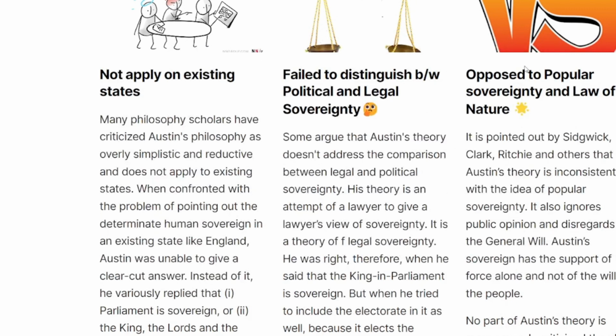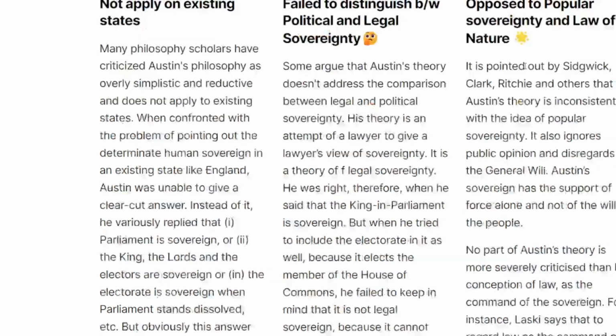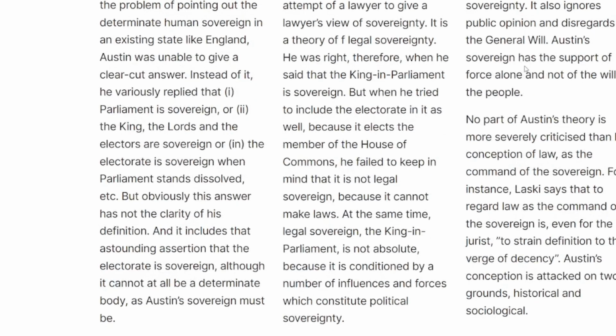Some argue that Austin's theory does not address the comparison between legal and political sovereignty. His theory is an attempt of a lawyer to give a lawyer's view of sovereignty, because he, like Austin, was the founder of analytical jurisprudence, which sought to analyze the nature of law, right, and sovereignty. And he wrote the book Jurisprudence, and he was the proponent of legal sovereignty.